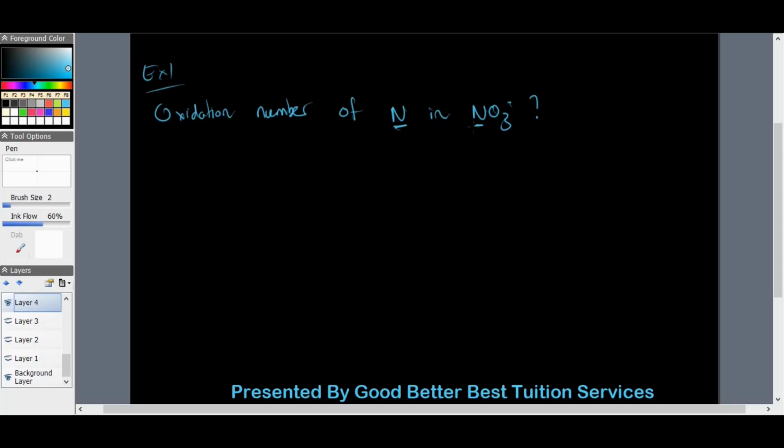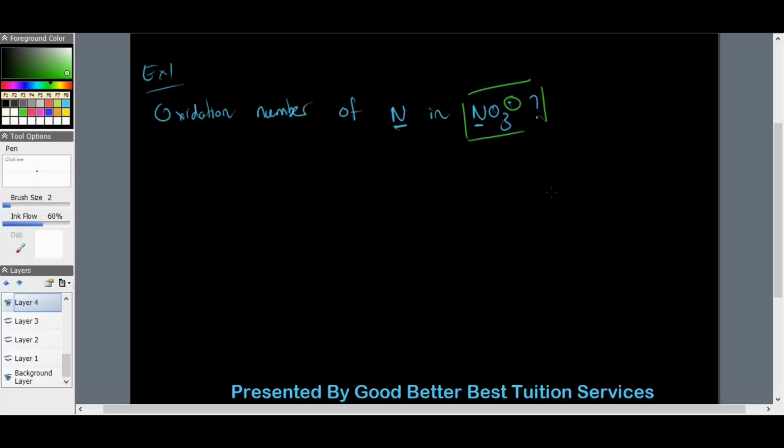Now nitrate, as I've already written it, is NO3 minus. The sum of all oxidation numbers in a compound ion is equal to the charge on that ion. What is the charge on this ion? It's just negative without a number, and if it's just negative without a number, we know it's -1. They also told us that the oxidation number of oxygen in a compound is nearly always -2.